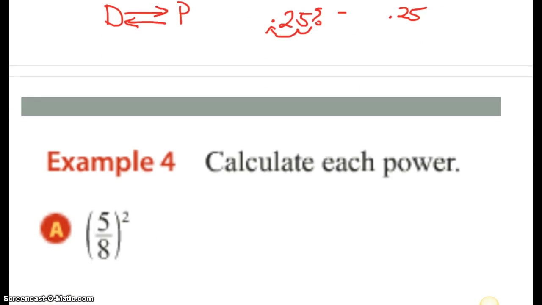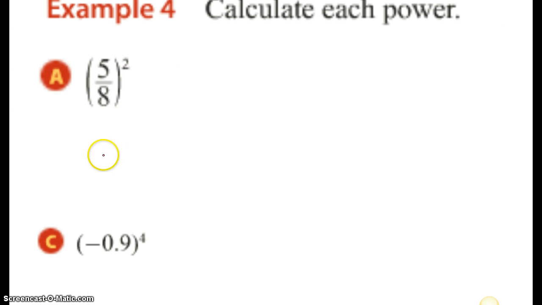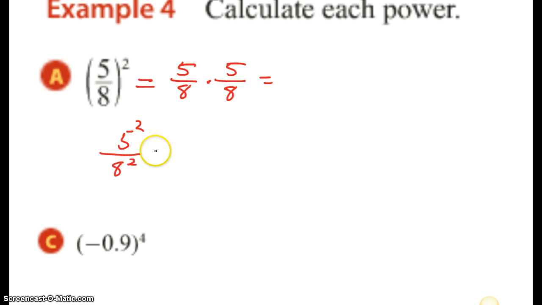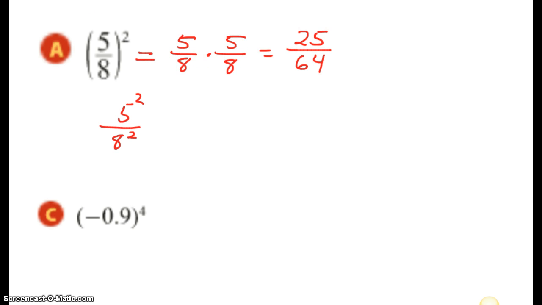Okay, so let's calculate some powers. We know that 5/8 squared is equal to 5/8 times 5/8. Or you could rewrite it if you wanted to: 5 squared over 8 squared, whichever works for you. In any case, 5 squared, or 5 times 5, is 25. 8 times 8 is 64. Then we just check to reduce, and we can't reduce there, so we're good.